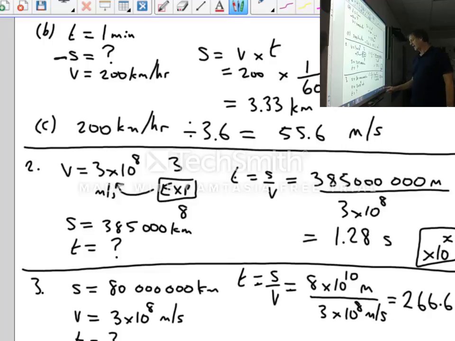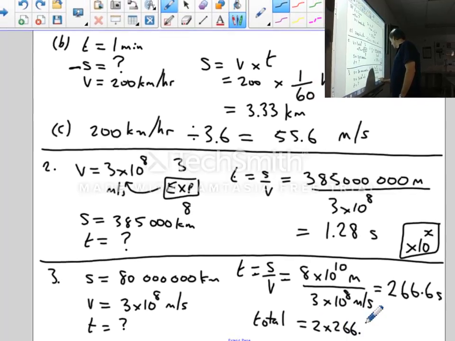Now that's the time it takes to just get there. But the signal's got to be received back, so we need to double that to get the total time, which is actually a bit of a trick to the question. So you would do 2 times 266.6 roughly, and you get 533 roughly in seconds. If you divide by 60 to get it into minutes, it's about 8.5 minutes, I think it is. So it takes a while for the signal to get there and return if you're sending messages to Mars.